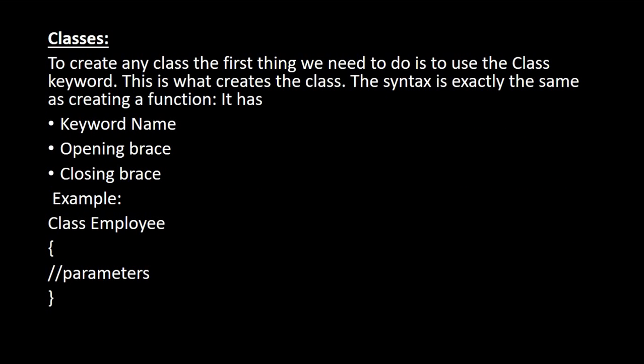When you come to classes, to create any class, the first thing we need to do is to use the keyword class. This is what creates the class. The syntax is exactly the same as creating a function. It has a keyword followed by the name, which is a class name, and it has an opening brace and a closing brace. As we can see in the example, we have a class named employee followed by opening and closing braces. The parameters that are related to employee will come in between the braces.